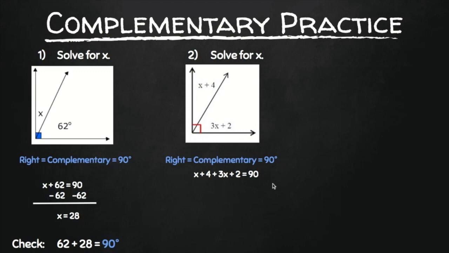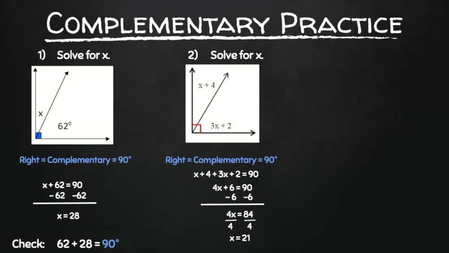Now my next step is to combine the like terms. So I'm going to combine my x terms, x and 3x, and then I'm going to combine the constants, which are 4 and 2, which gives me 4x plus 6 equals 90. My next step in solving this equation is to subtract 6 from both sides. Now I'm left with 4x equals 84. So I will divide both sides by 4, and my solution is x equals 21.